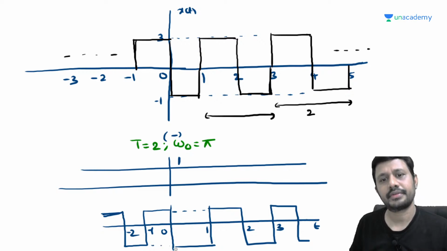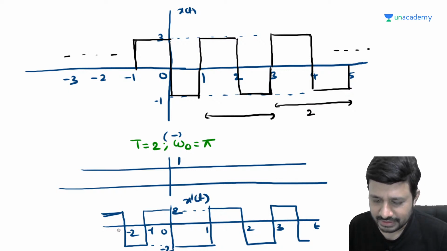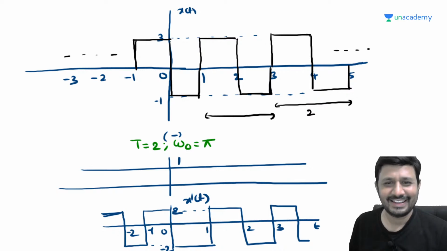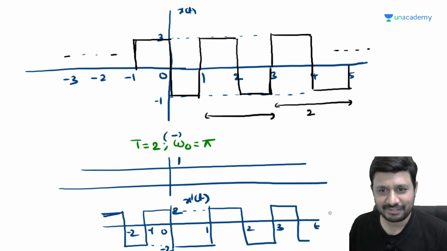This kind of nature. This is 2, this is minus 2. If I call this x dash of t, again first analyze x dash of t. X dash of t period is how much? 2. With a DC shift there is no change in the period.